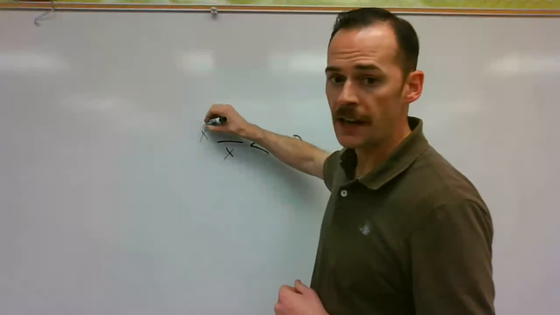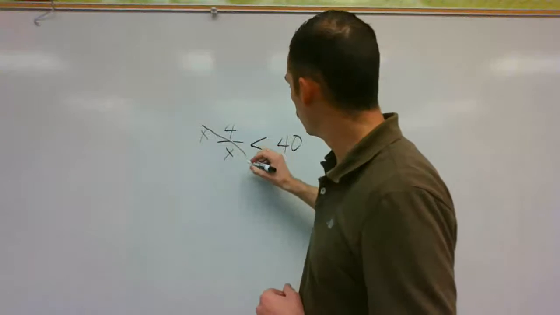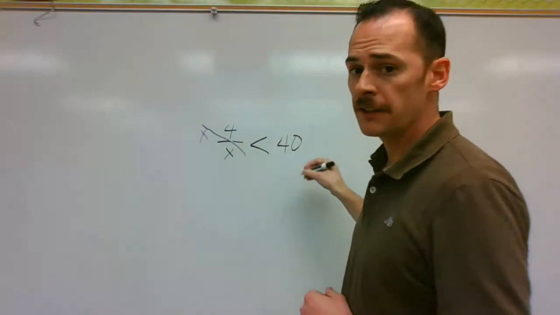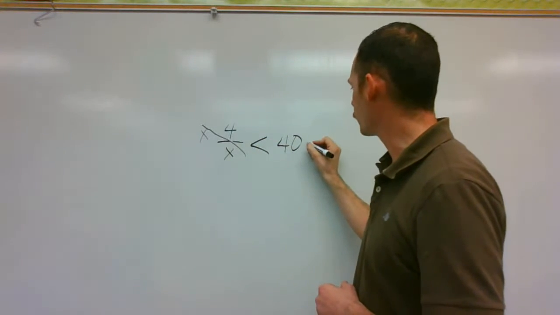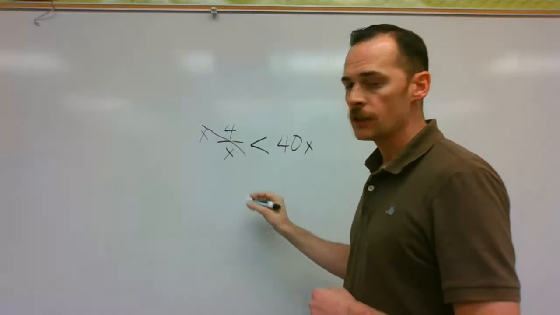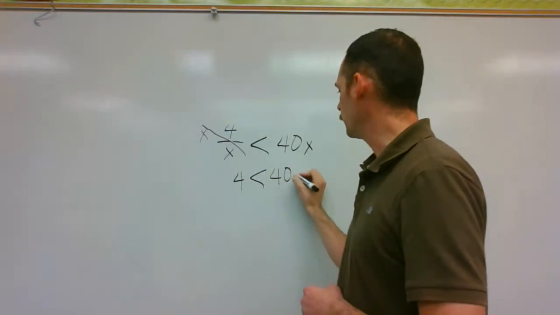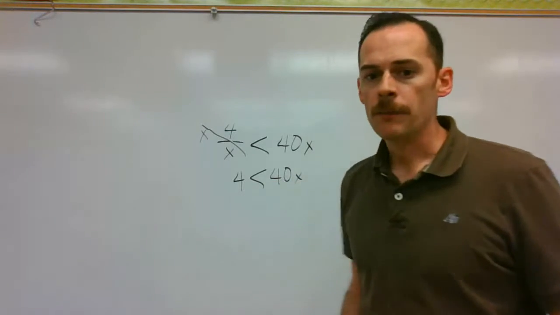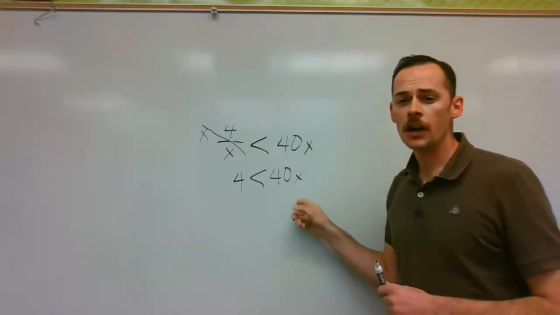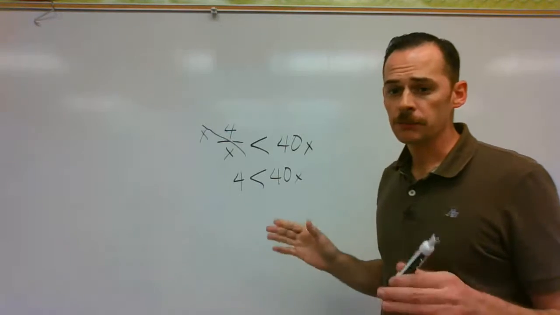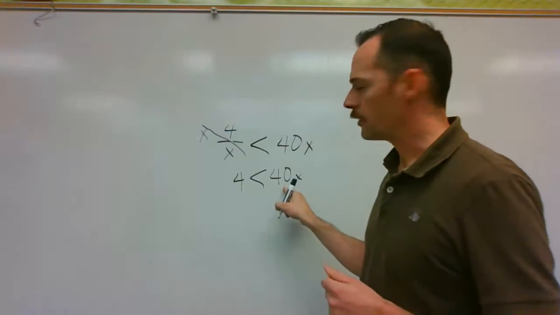which will cancel out x. But what is done to one side must be done to the other side. So we're going to now multiply by x over here. So we now have 4 is less than 40x. Now, because x is no longer the denominator, we're good to isolate it completely now, okay? Because now it's bonded to 40.